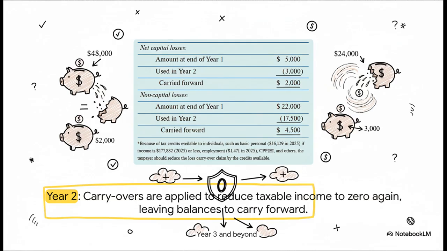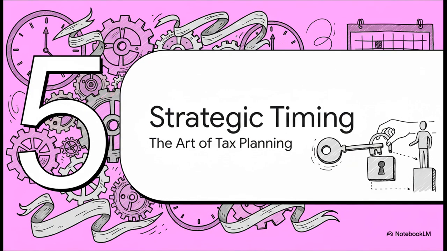Okay, that still leaves $17,500 of other income. So we dip into our non-capital loss pool. We use $17,500 from that carryover to, once again, bring our taxable income down to zero. Our original non-capital loss balance was $22,000. So after using that amount, we have a final balance of $4,500 left. So going into year 3, our taxpayer has 2 tools ready to go: a $2,000 net capital loss and a $4,500 non-capital loss. Understanding those mechanics, that's the science of it.